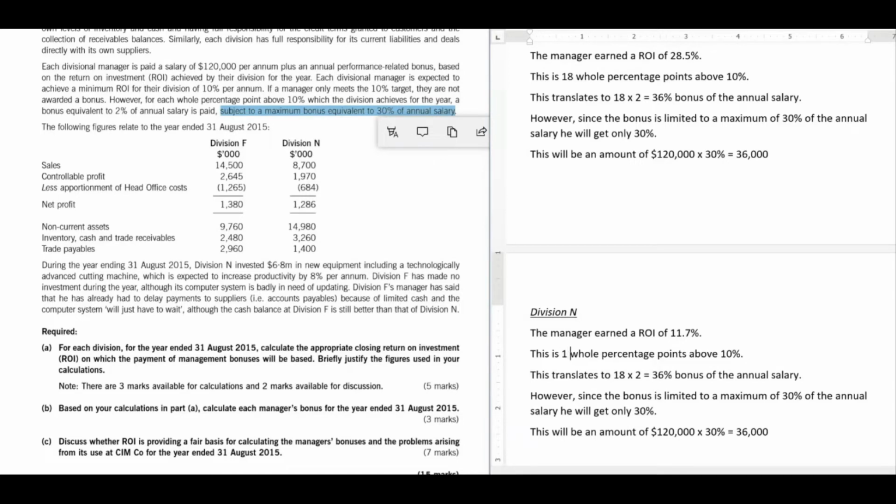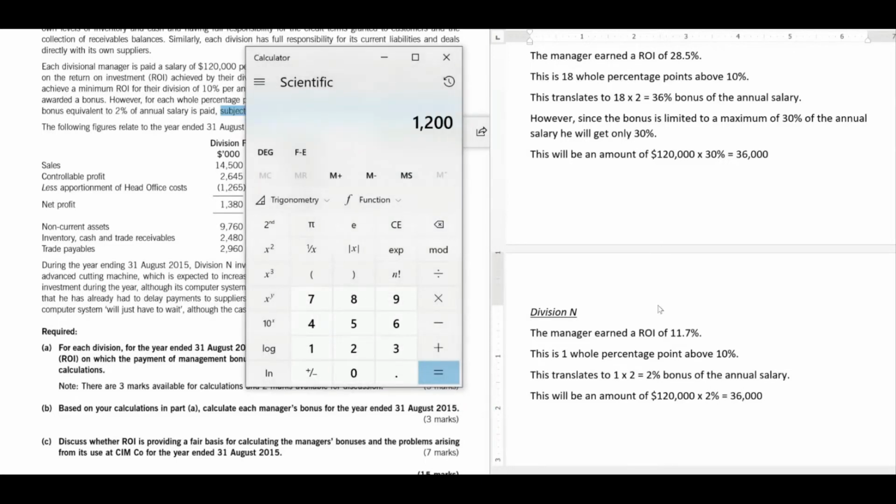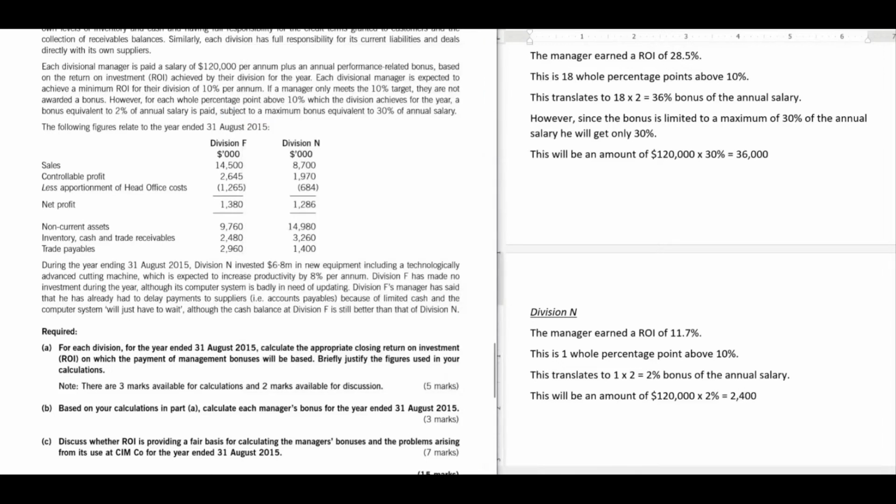This is only one whole percentage point above 10%, because the 0.7 is not a whole percentage point, which now translates to 1 into 2, only a 2% bonus of annual salary. This 9 is not relevant here. This will be an amount of 120,000 into 2%, which is, I believe, 2,400, but once again, let's check just to be safe. Into 0.02, we get 2,400, okay? And they've just asked to calculate each manager's bonus, not to analyze or anything, just for 3 marks, so we're done, okay?